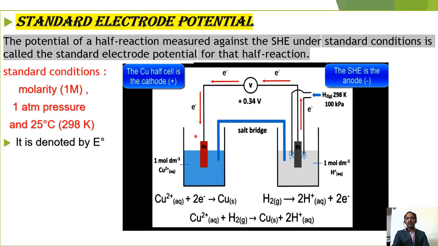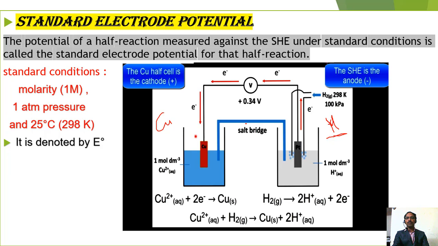See here, in this cell we made a cell with the help of one hydrogen electrode, and the other one is the copper electrode. This hydrogen electrode is a standard electrode as well as a reference electrode. Its potential is 0. This hydrogen electrode potential is considered as 0.